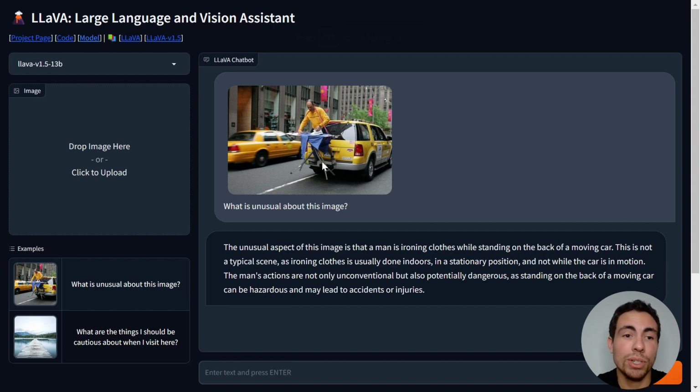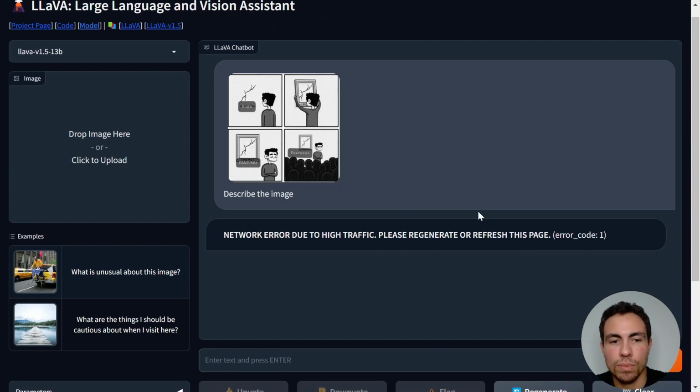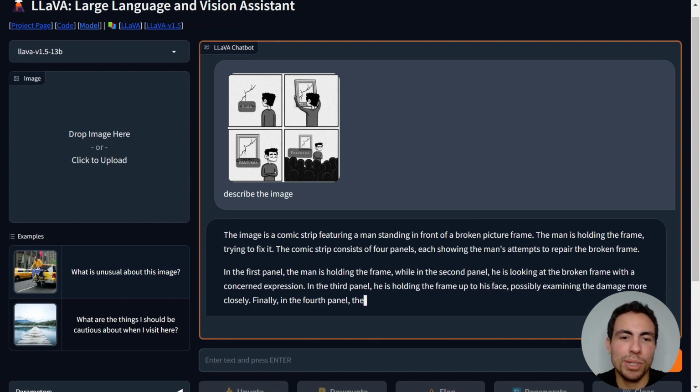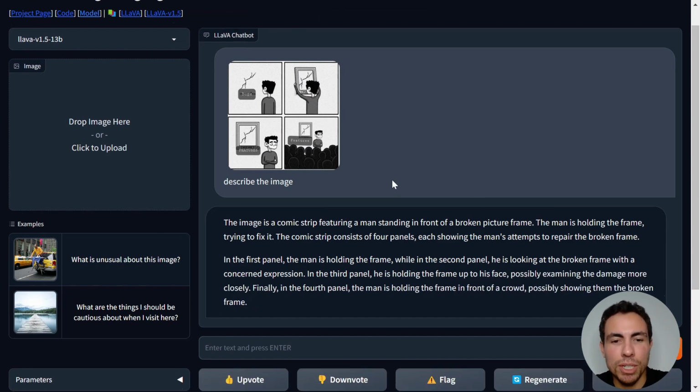I got also some examples here on the internet because I wanted to try it out to see how it performs. Okay, so I got this one here, which is this meme. The image is a comic strip featuring a man standing in front of a broken picture frame. It describes the panels. Finally, in the fourth panel, the man is holding the frame in front of the crowd, possibly showing them the broken frame. So, well, it understood the general concept, but it didn't understand the specific thing here about bugs. So, it's not a bug, it's a feature, right? It's a detail there, but the model's interpretation is amazing.